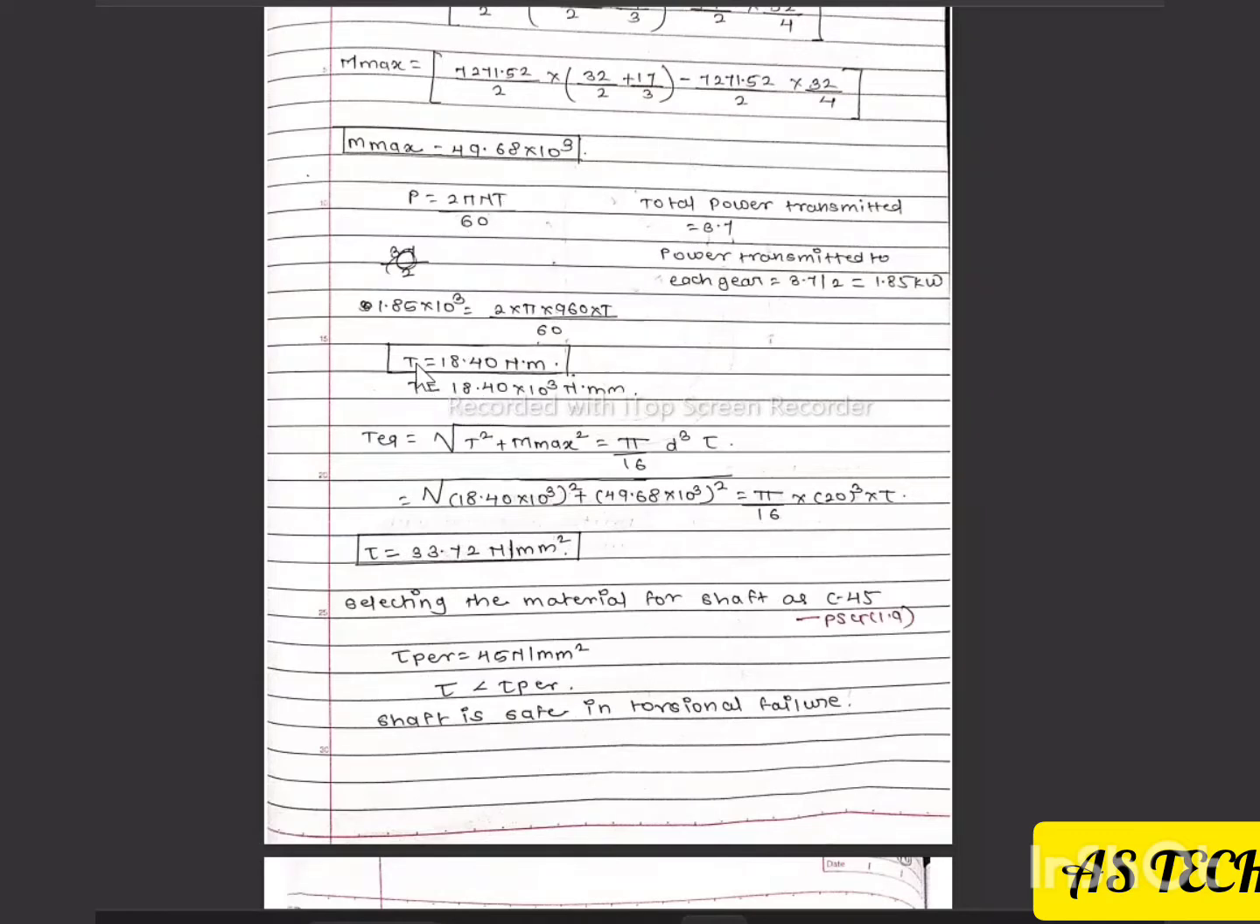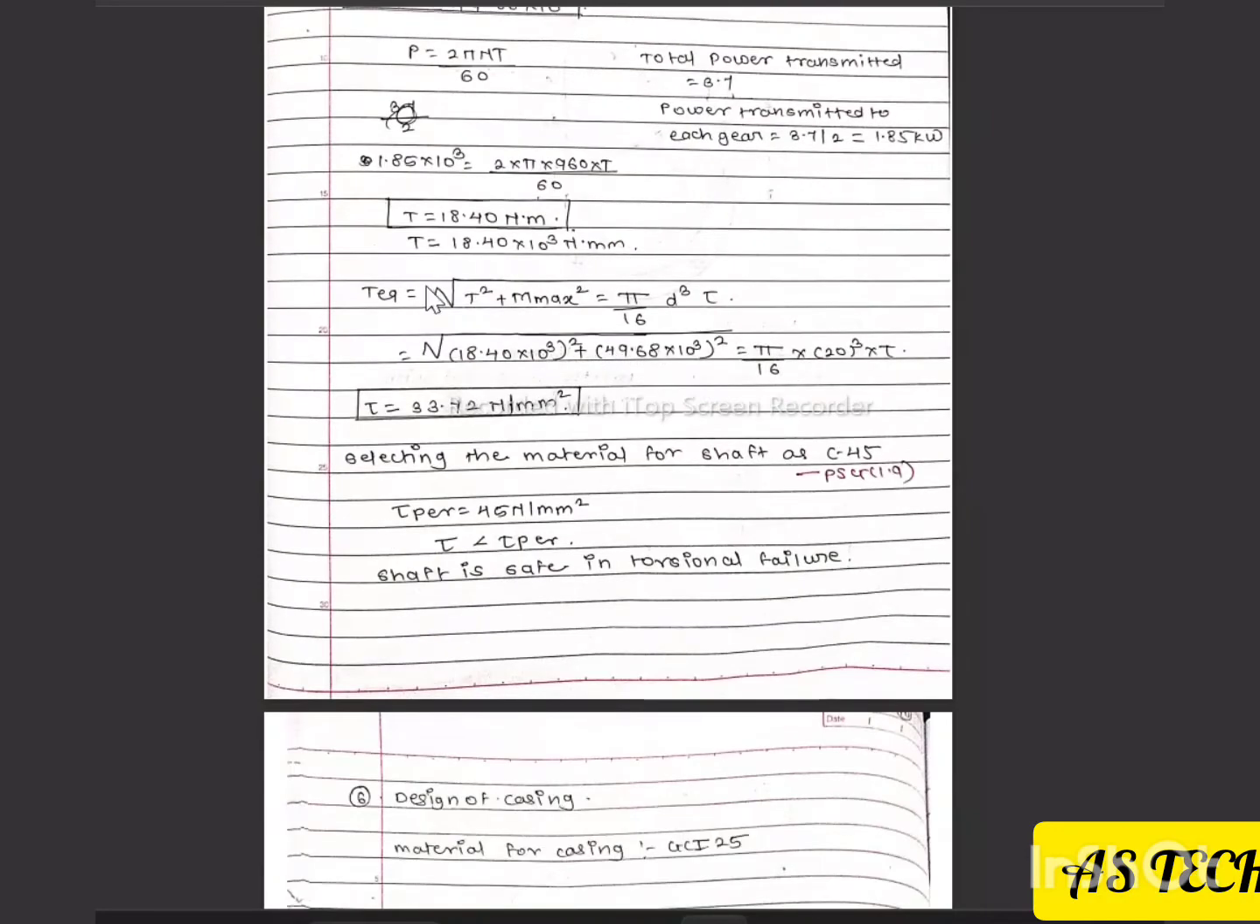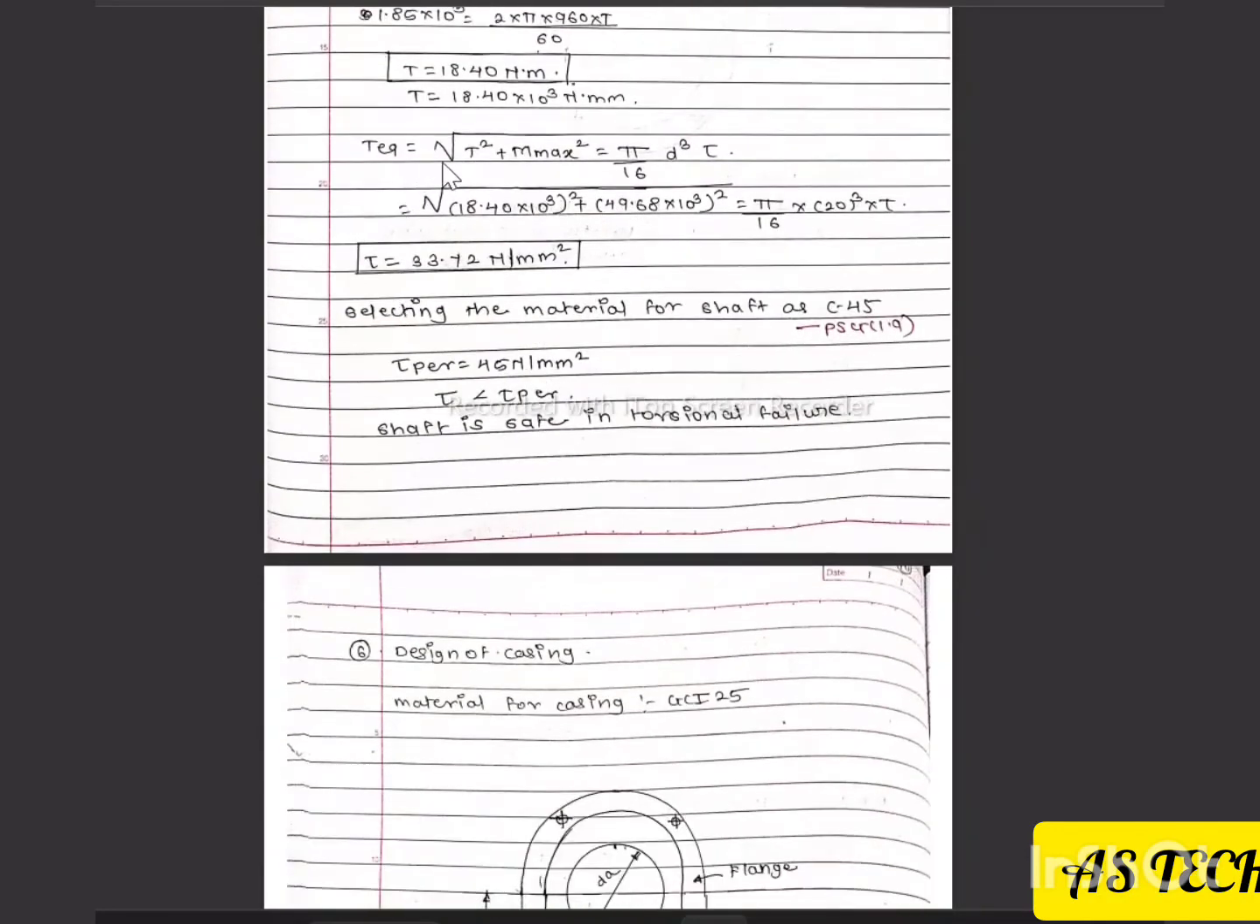So we get the value of T in Newton meter, convert it into Newton mm. Next is TEQ. In root, T square plus M square equals pi by 16 into d cube into tau. So put all the values and calculate tau.